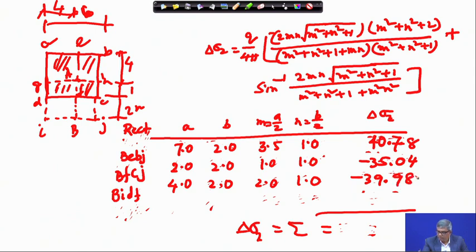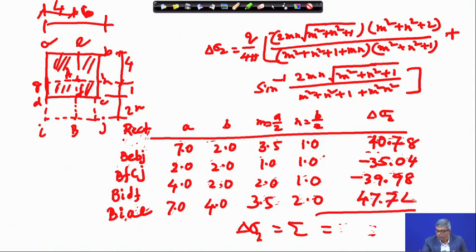39.98, and finally BIAE. I am taking now the entire area, since I already subtracted. So, I take this, then this is 7 and this is 4 and this is 3.5 and this is 2, and if I put all those things in this equation, I will get a value 47.74. So, algebraically if I sum all the pluses and minuses together, I will get a value equal to 13.5 kPa.